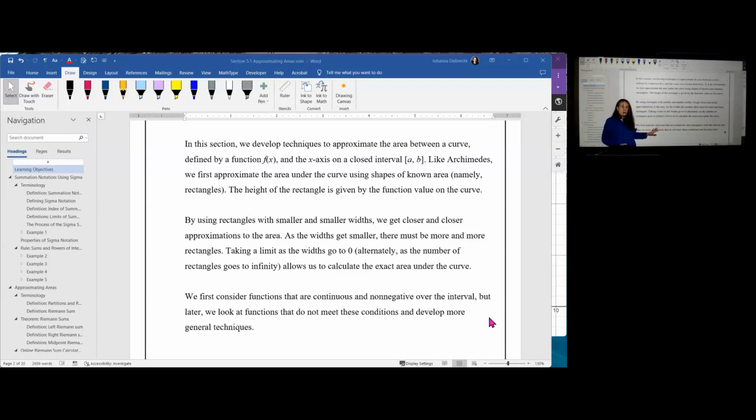We're going to start by looking at functions that are both continuous over the interval and non-negative. We'll relax these rules in the next section. But for now, we're going to focus on ones that meet these conditions.